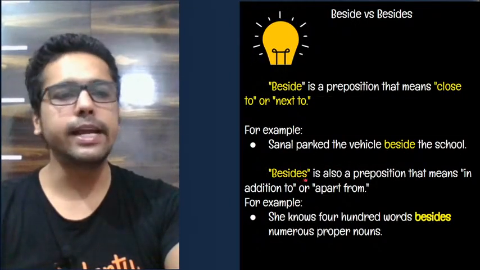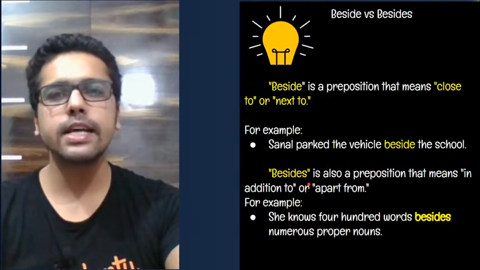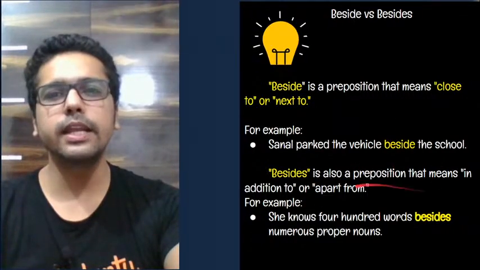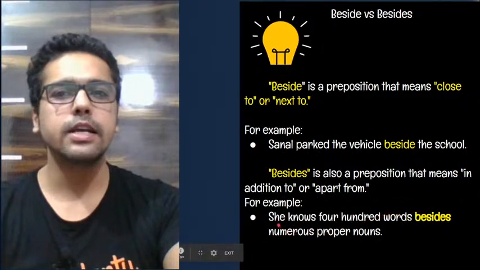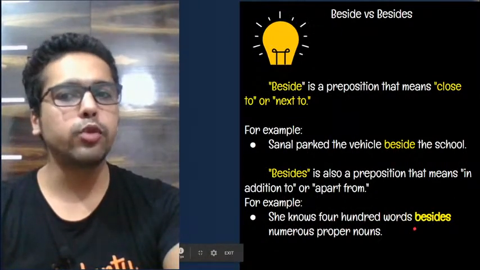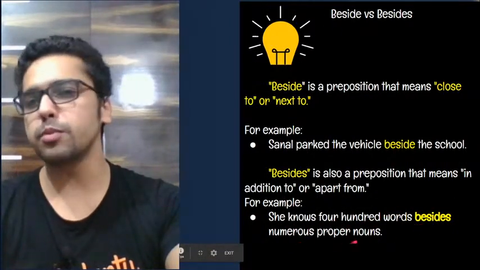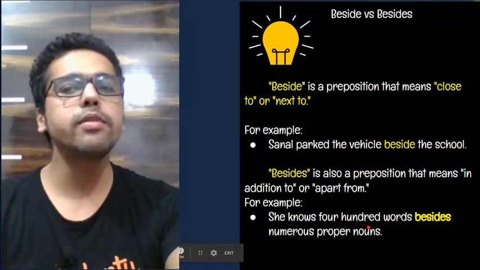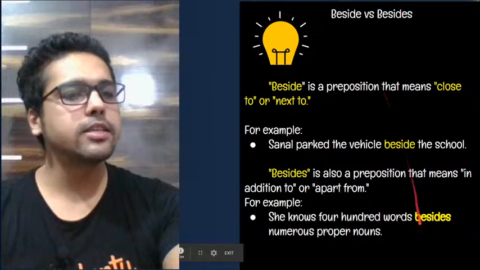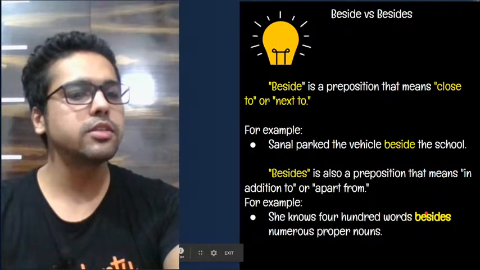But the preposition besides, with S, has a different meaning. The meaning is in addition to, or apart from. That's what it means here. See, she knows 400 words besides numerous proper nouns. That means along with numerous proper nouns, she also knows 400 words. There is a difference in the meaning, guys.